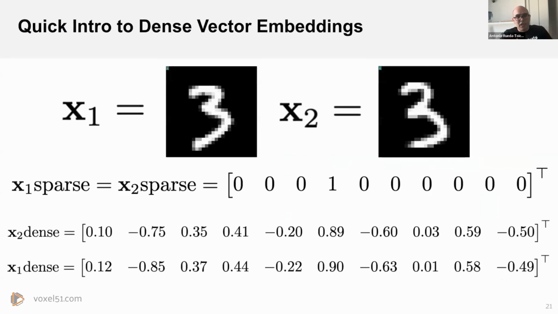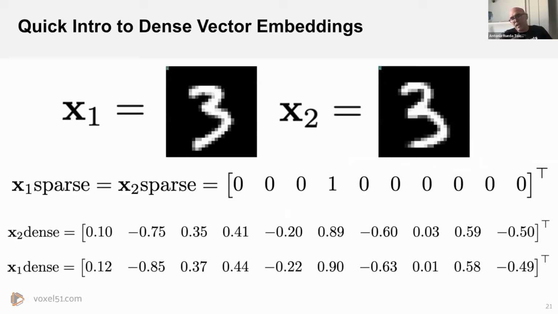So I'm going to give you a quick intro about vector embeddings. Dense vector embeddings are one of the most amazing things that we can produce with a neural network. Whenever we put a data point into a fully connected layer, we produce a dense vector embedding. And what I mean with dense is that it has values in almost every position of the vector.